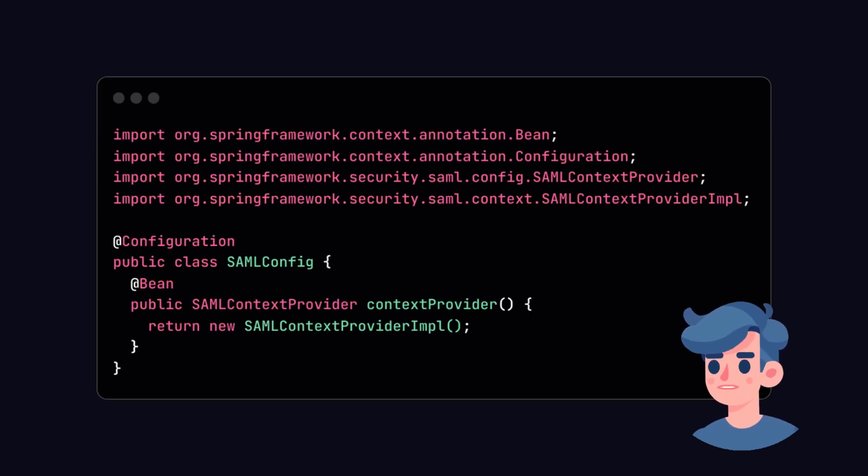Next, we need to set up the SAML configuration. This involves creating a bean of type SAMLProcessingFilter for the service provider and configuring it accordingly. We will also set up an entity ID for our service provider, which will be crucial in our SAML requests.